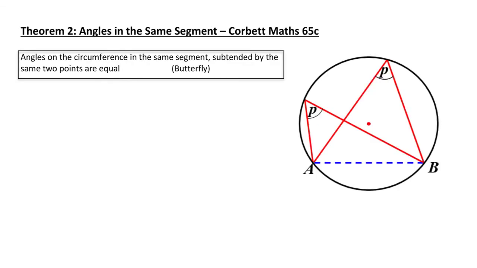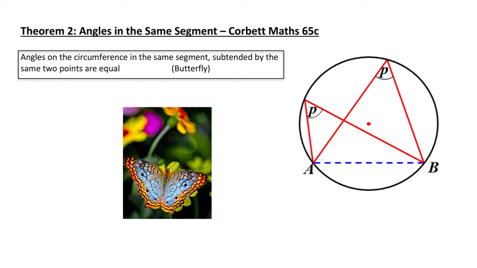And the second theorem, the angles in the same segment. So here we've got the two points A and B, and these two angles are in the same segment. So they're in the major segment. And angles from the circumference in the same segment, subtended by the same two points, are equal. So these two angles are P. And we could think about that as a butterfly, because we all know that butterflies' wings are symmetrical. And the same idea here, although the wings in this case are different sizes, it's still the same idea. So the angles at the top are equal.